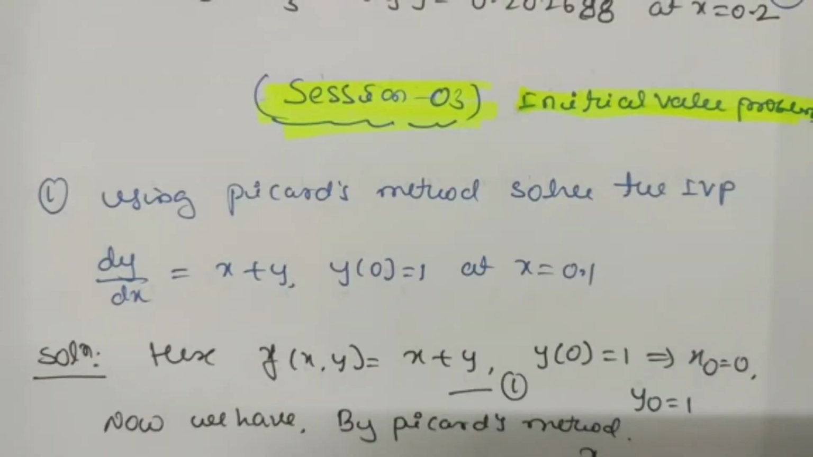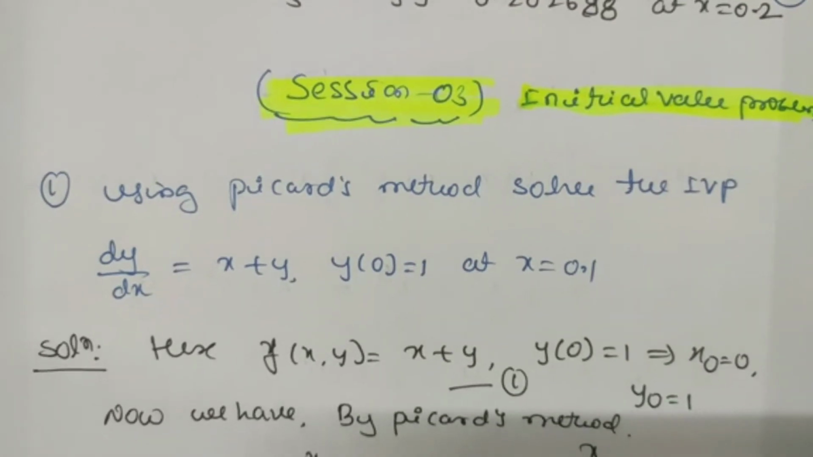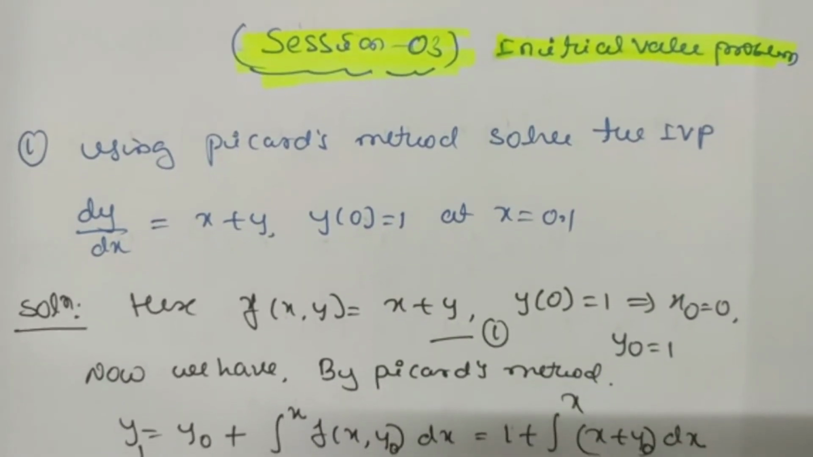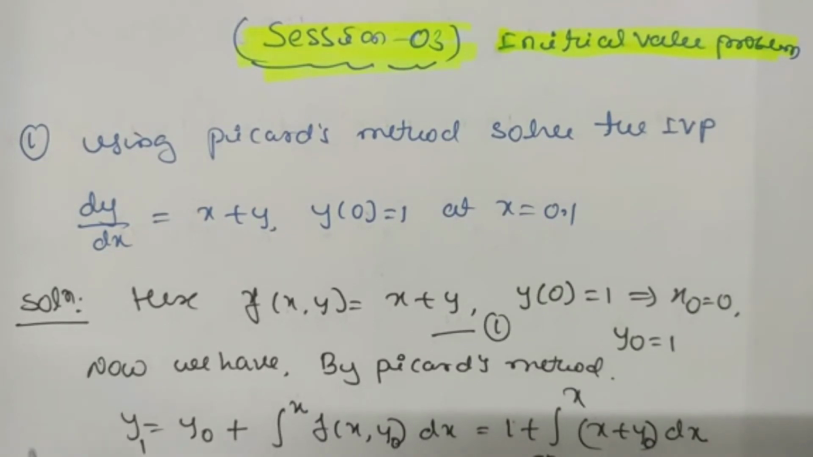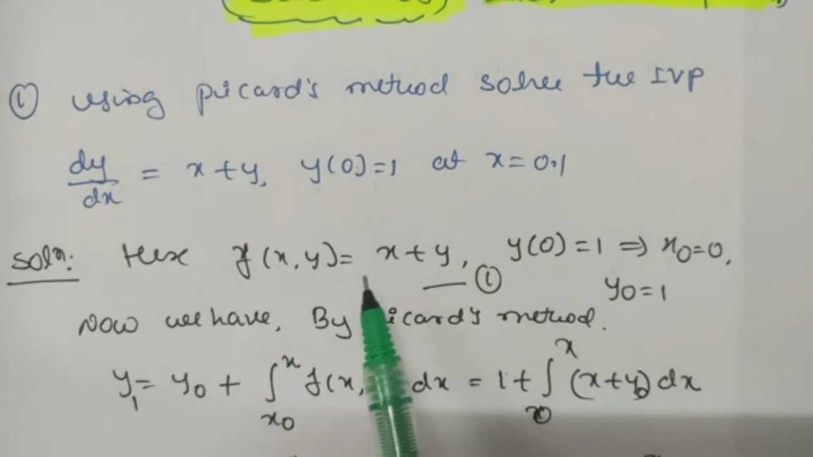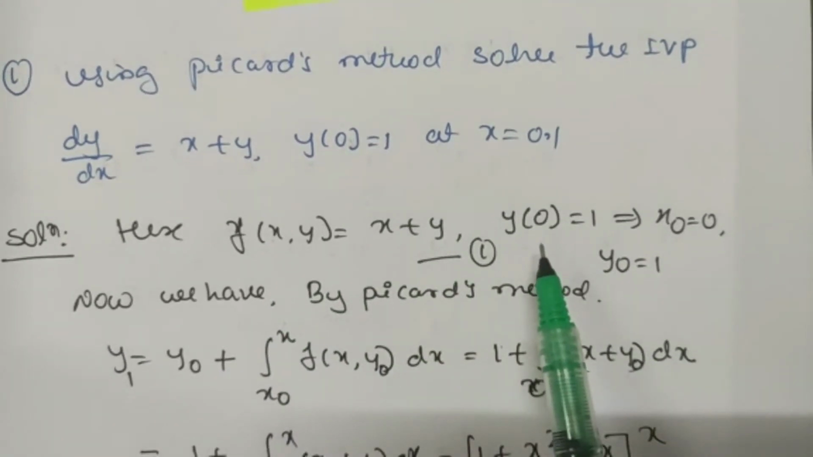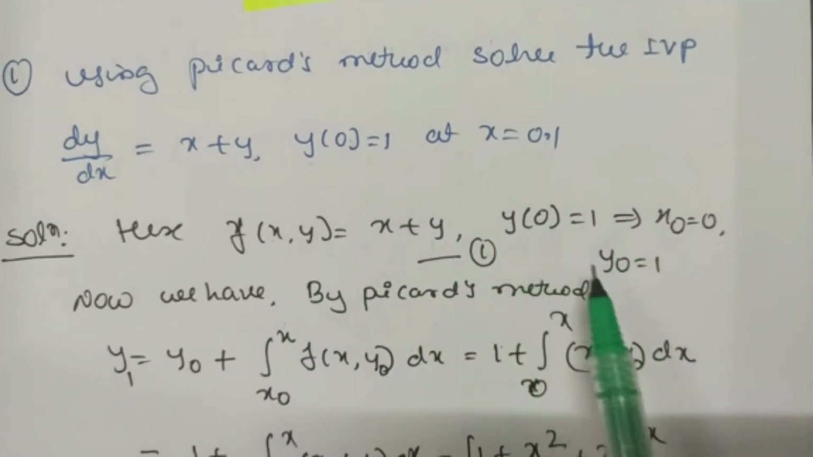This is session 3. I combine session 2 and session 3 here because all the examples are the same. So using Picard's method, solve the initial value problem dy by dx is equal to x plus y, y at 0 is equal to 1, at x naught 0.1. So here f of x y is x plus y. y at 0 equals 1 implies x naught is equal to 0 and y naught is equal to 1.